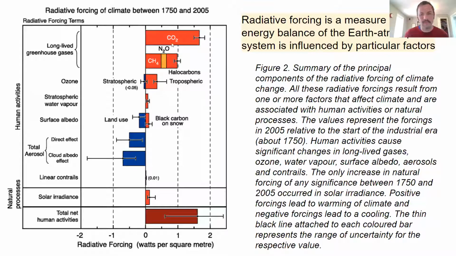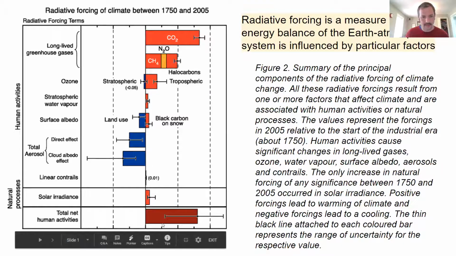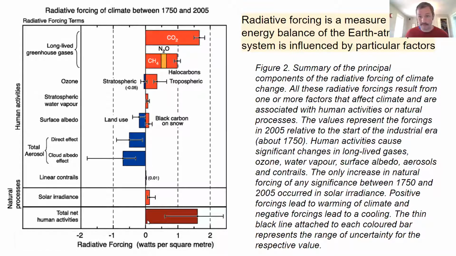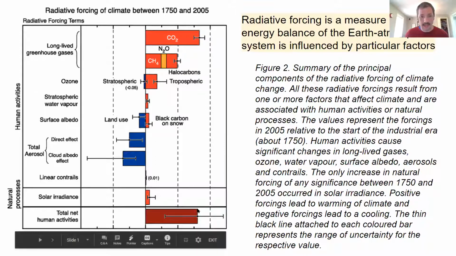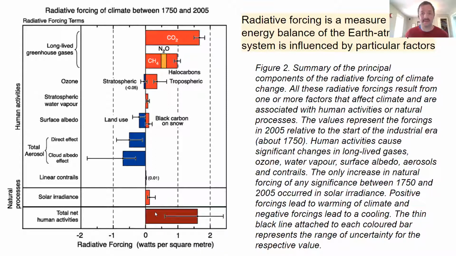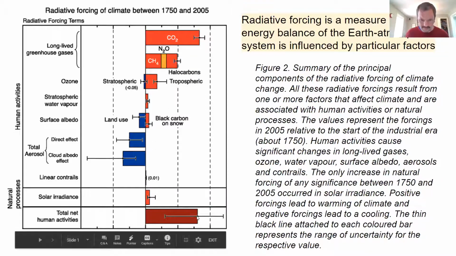But if we take all these into account, notice that we are disrupting the Earth's energy balance and making the Earth store more energy than it did in 1750. This is the error bar of how confident we are that it's probably somewhere between here and here, but this is kind of your average of the disruption in the Earth's energy balance.